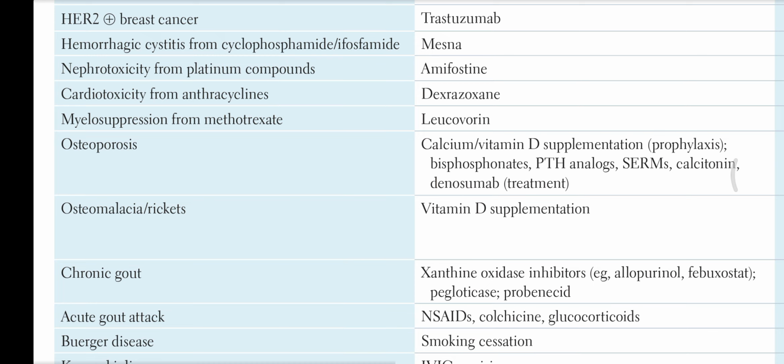Hemorrhagic cystitis from cyclophosphamide or ifosfamide: mesna is given. Nephrotoxicity from platinum compounds: amifostine.